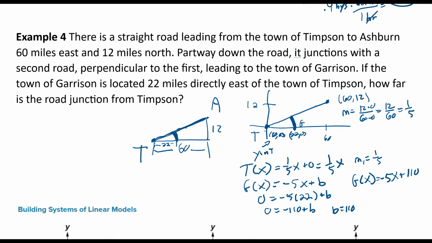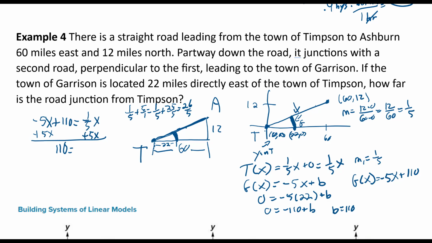Now we want to find out where these two lines, this line and this line, intersect. So we take 5x plus 110, set it equal to 1/5 x. And if I add 5x to both sides, I have 110 equals, so we have 1 over 5, by the way, plus 5 over 1. That's 1 over 5 plus 25 over 5 to give us 26 over 5 equals 26 over 5x.